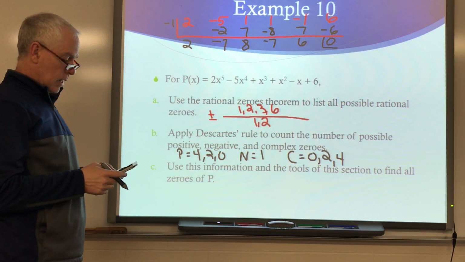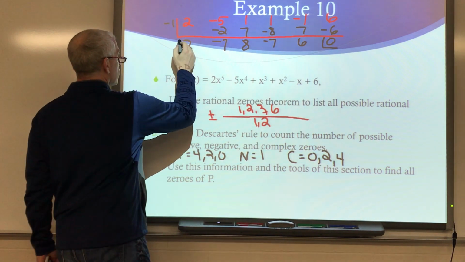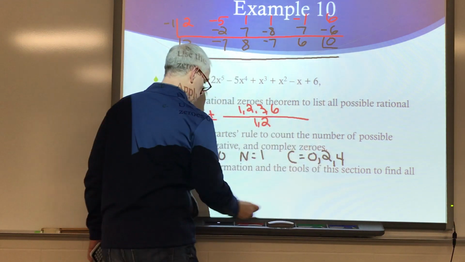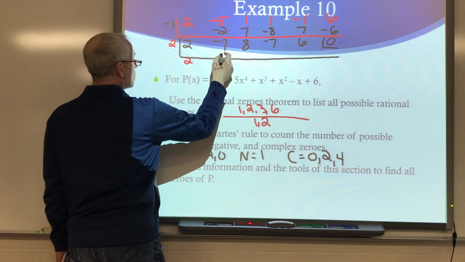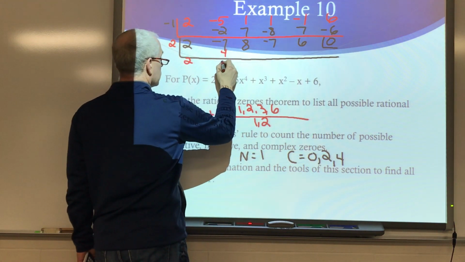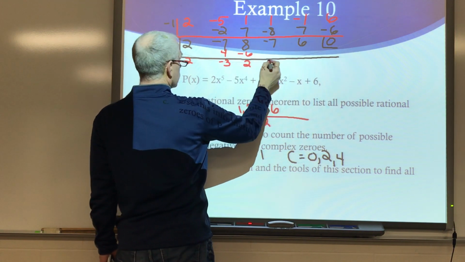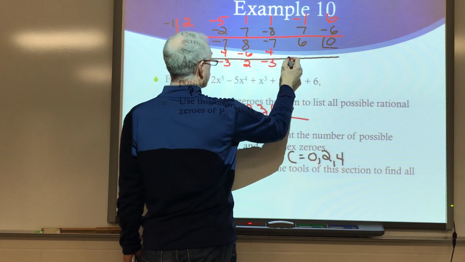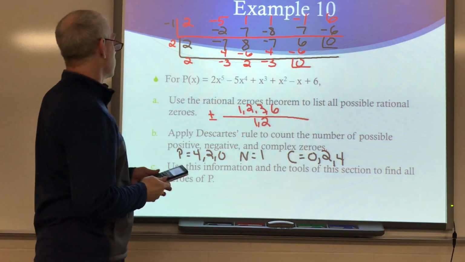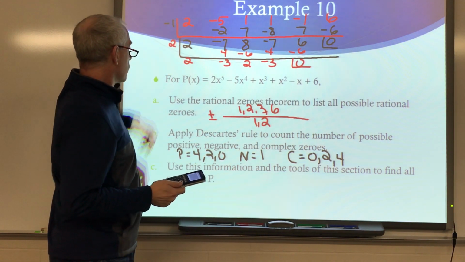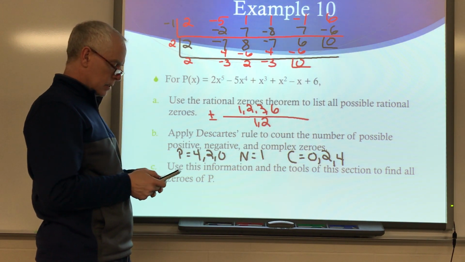It looks like I cross at 2 as well, okay? So let's try 2. So 2, 4, add these up, I get negative 3, negative 6. So certainly that was a 0 as well. Now I'm down to a third degree, okay? And it looks like I cross at one more place.